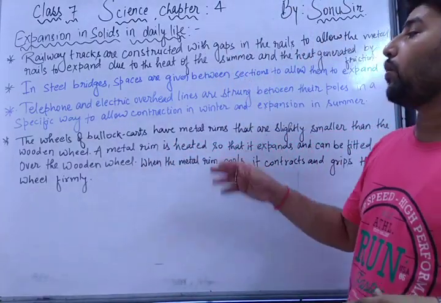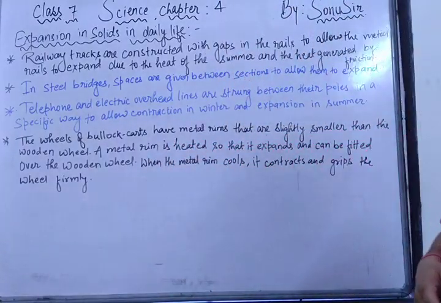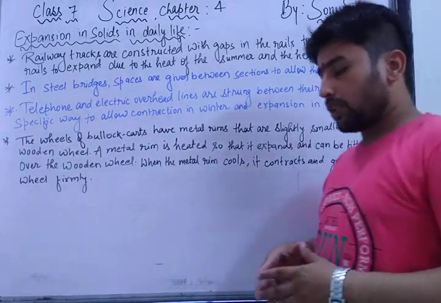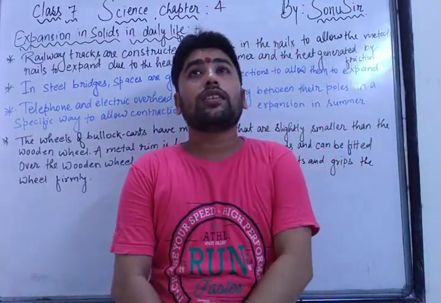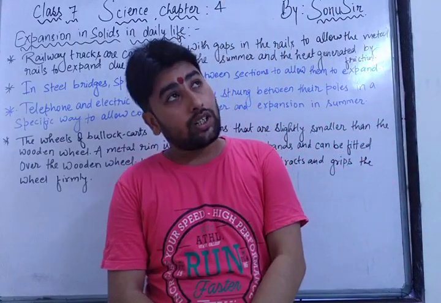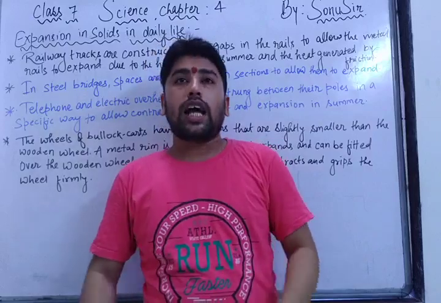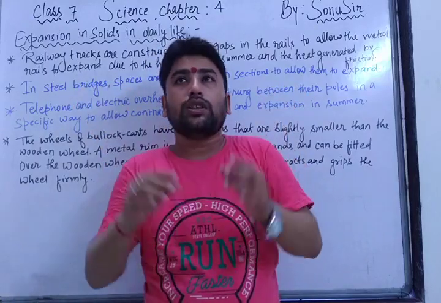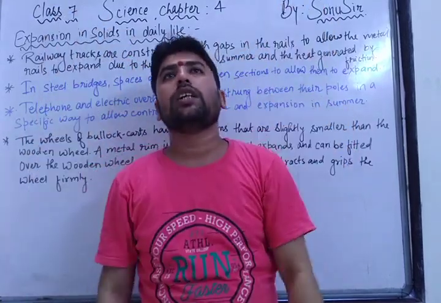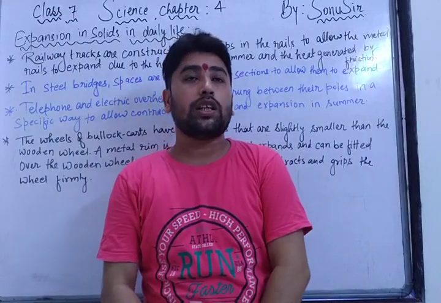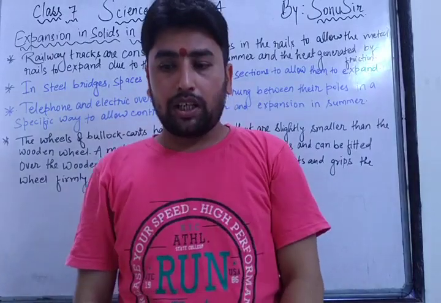Third point is telephone and electric overhead lines are strung between their poles in a specific way to allow contraction in winter and expansion in summer. How many of you have seen or noticed that electric wires have a fixed distance between them? You will see that two electric wires are there on the electric poles or telephone wires. They do not sag. Can you tell me why?